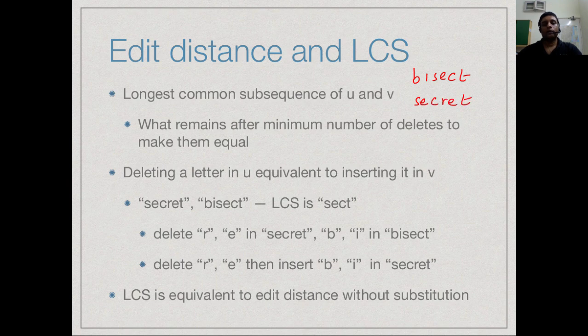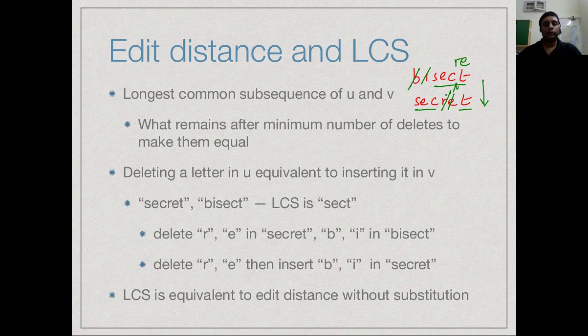Okay. So now in this, if I deleted the B and the I from here and the R and the E from here, then I'm left with exactly the longest common subsequence. The other way of thinking about it is that I start with one word and I'm transforming it to this word. So I first delete the B and I, and then I insert here the R and E.